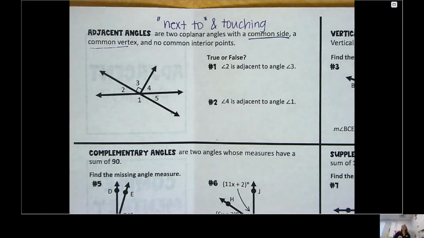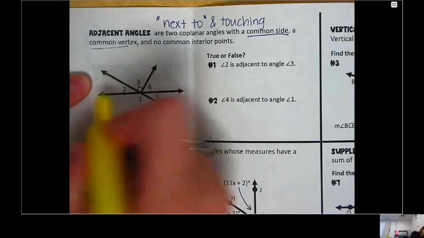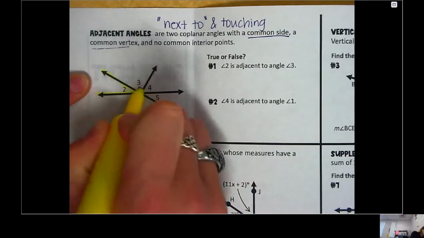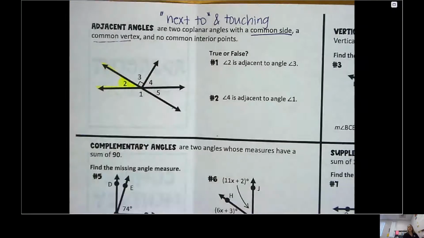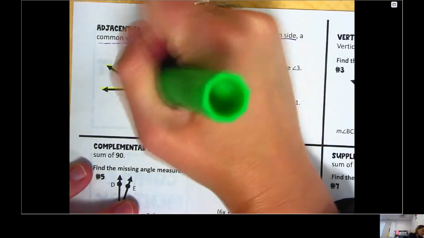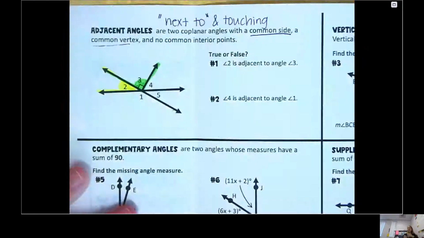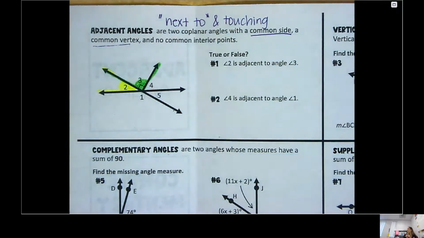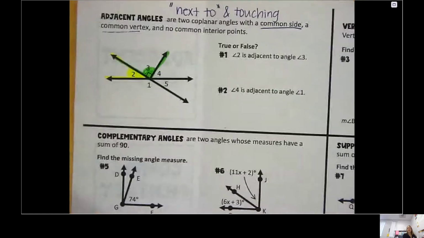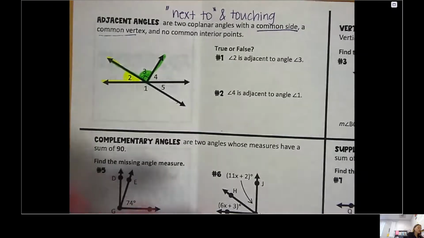The first one says angle 2 is adjacent to angle 3. Here's angle 2, the yellow on the side, and angle 3 is right here. Are those 2 angles next to each other? Heck yeah, they're next to each other. Are they touching each other? Yeah, they share a side right over here. So, is this true or false? Are they adjacent? Yes, they are. True.